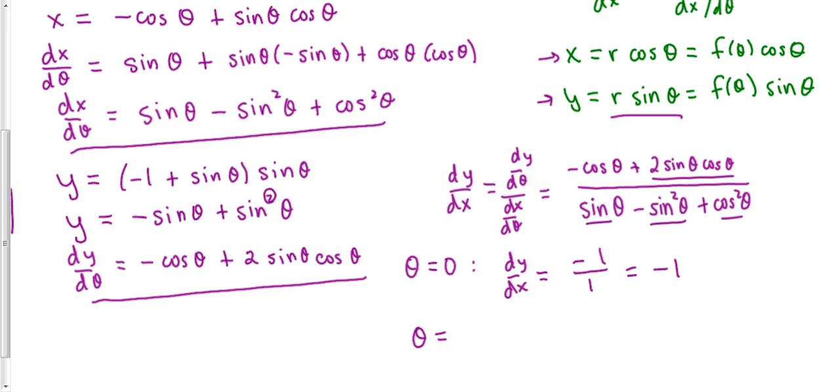And when theta is equal to pi, dy/dx is going to be equal to, I'm going to have that negative sign, and then the cosine of pi is -1. And again, anywhere that I have a sine theta, the sine of pi is going to be 0. And so in the denominator, again, those terms are going to go away. And for the cosine of pi, I'm going to have -1, but I'm going to square it. So I'm going to get a slope of 1 at theta equals pi.